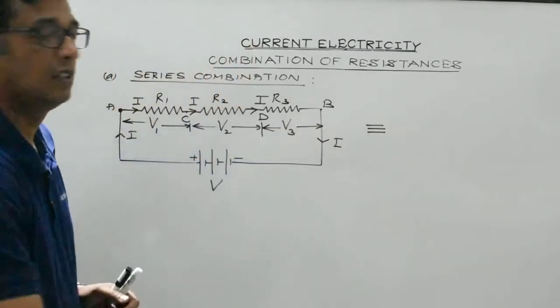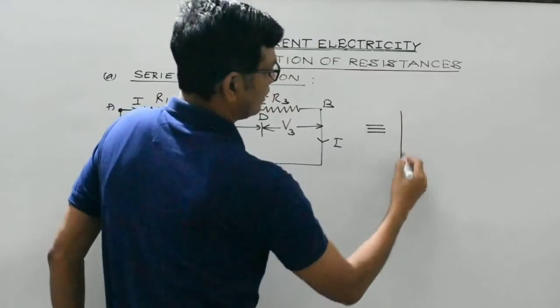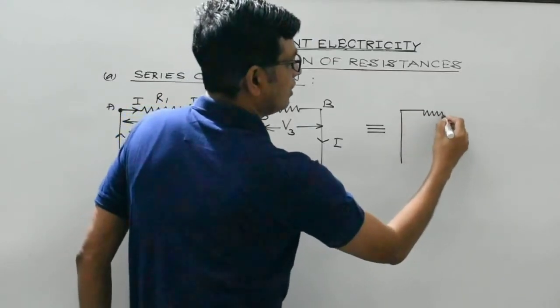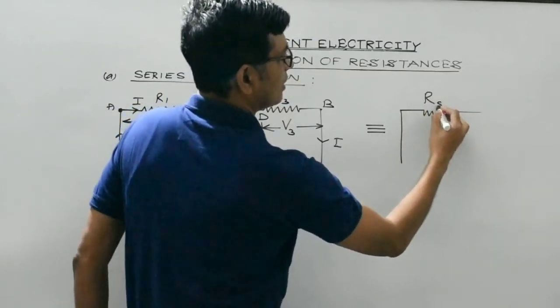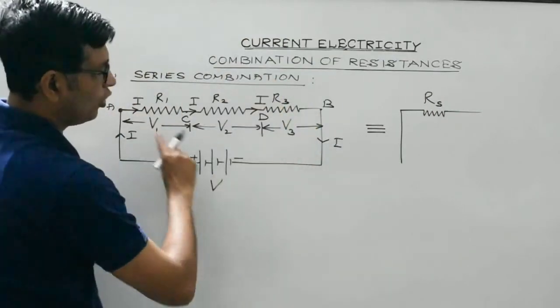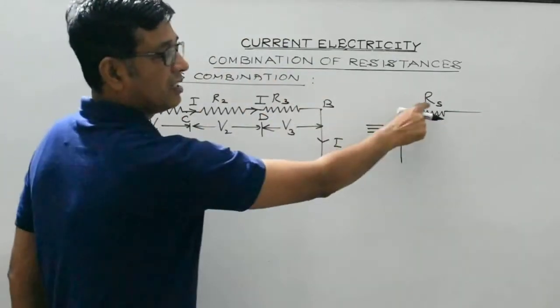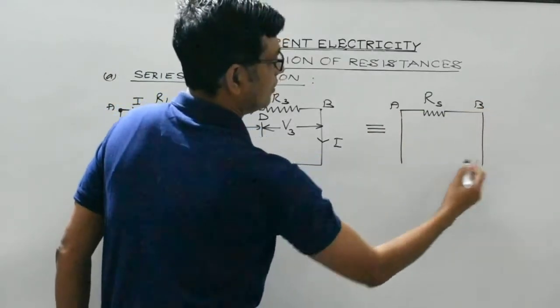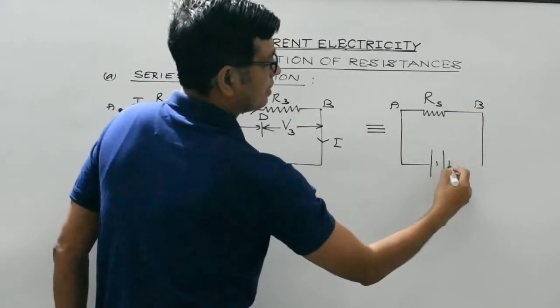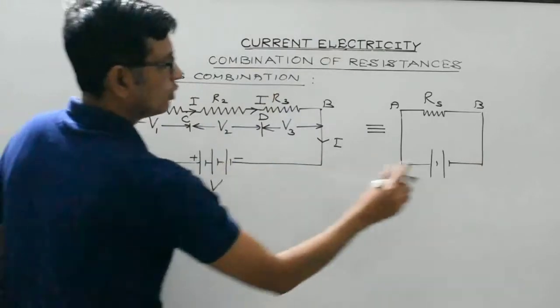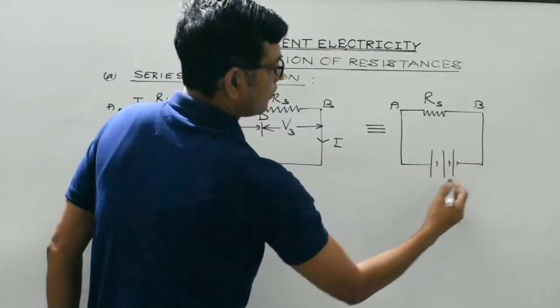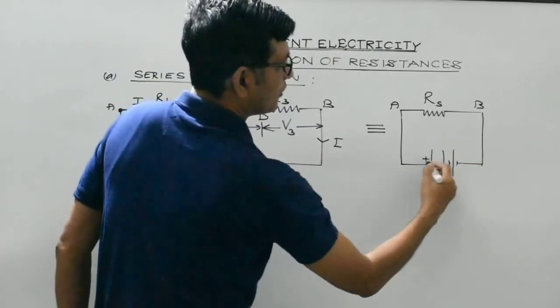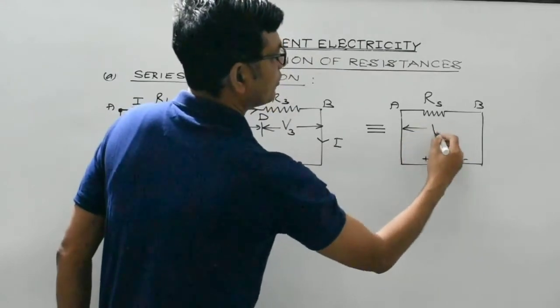This can be redrawn into an equivalent circuit like this. This is, suppose, RS. RS is the equivalent of all the 3 resistors which are connected in series. This is point A and this is point B, right? And this is the same source providing a potential difference of V. So here the potential difference is V.